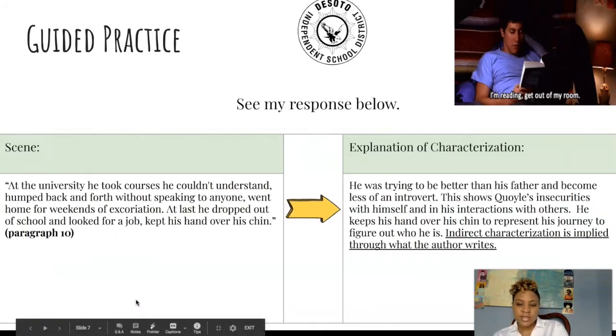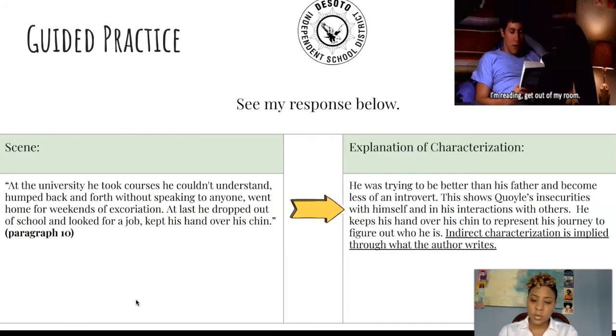So let's talk about the explanation of characterization here. In this particular scene, he was really trying to be better than his father and become less of an introvert. This shows Quoyle's insecurities with himself and his interactions with others. He kept his hand over his chin to represent his journey to figure out who he is. Indirect characterization is implied through what the author writes here.